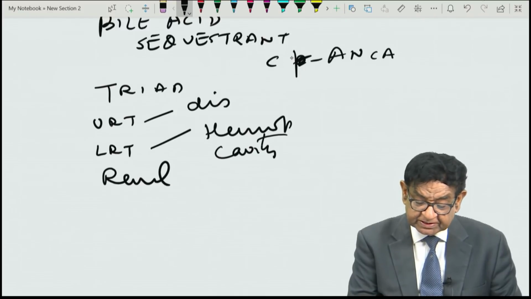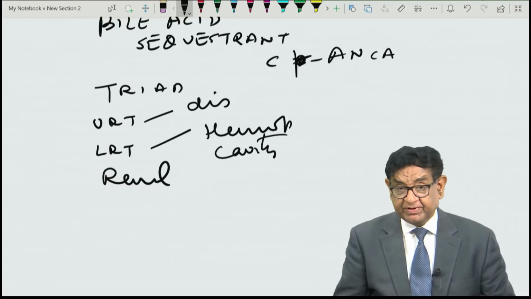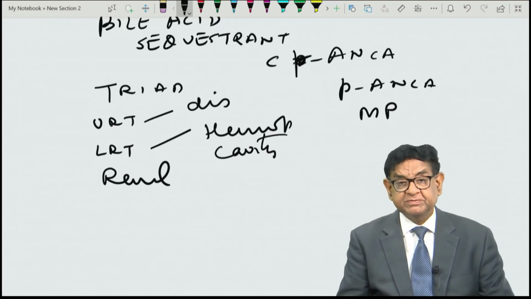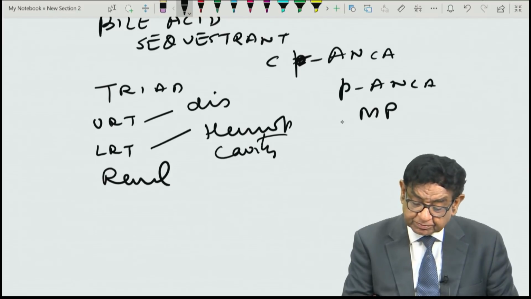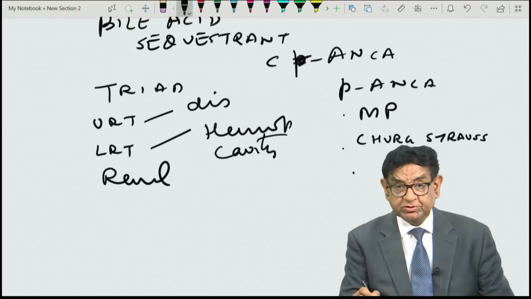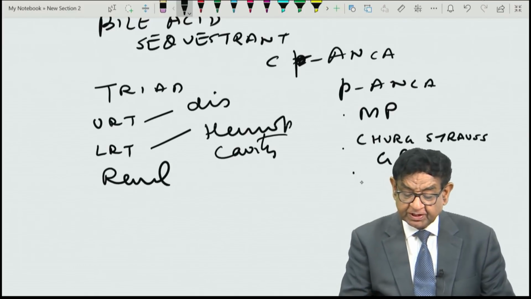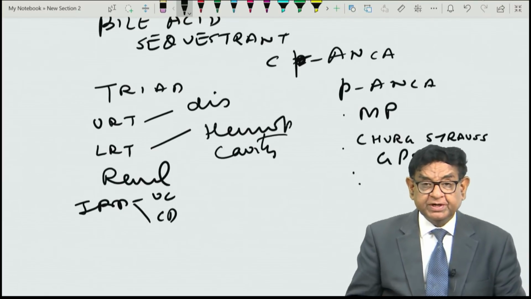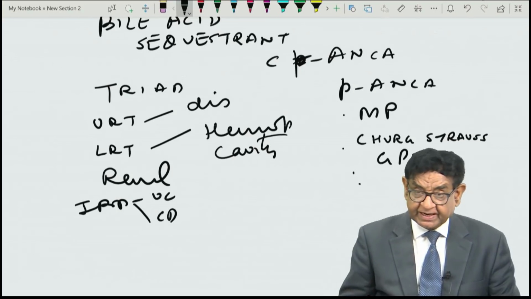Sorry, in this case, we get C-ANCA antibodies. Now, what are the conditions where we get P-ANCA antibodies? P-ANCA antibodies we get in case of microscopic polyangiitis. We also get in Churg-Strauss disease. We also get in Goodpasture syndrome. We also get in inflammatory bowel disease, that is ulcerative colitis and Crohn's disease. There are a few conditions where we get P-ANCA antibodies.